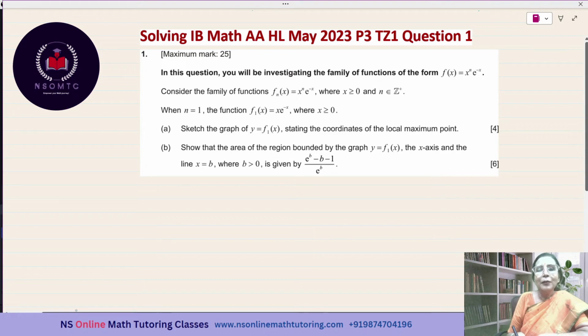Hello students, we are solving the IB Math EA past paper questions, and from today we start to solve the IB Math EA May 2023 paper 3 times on 1 past paper. Today we will be solving question number 1, the first question of this paper, and in our next session we will be solving question number 2 of the same paper.